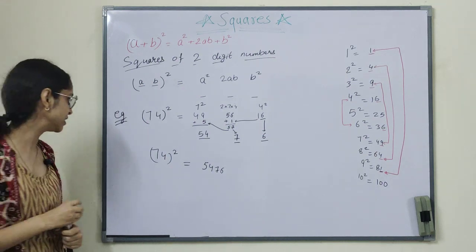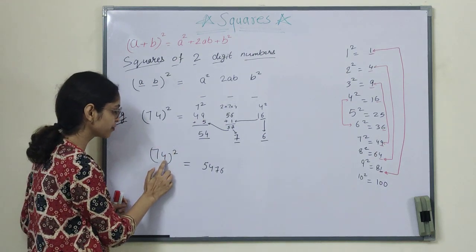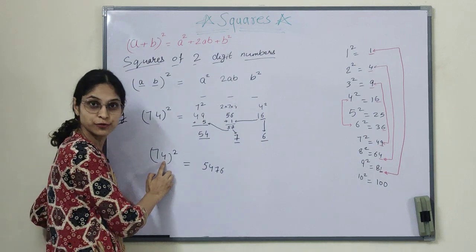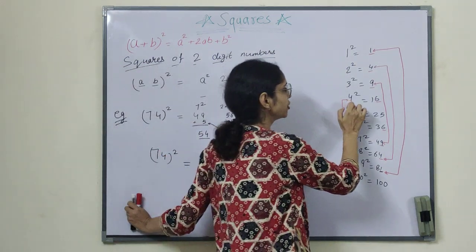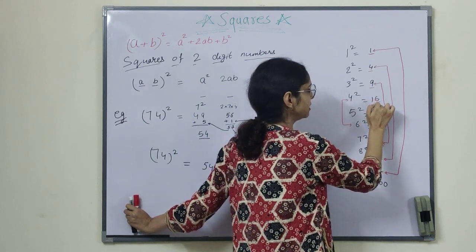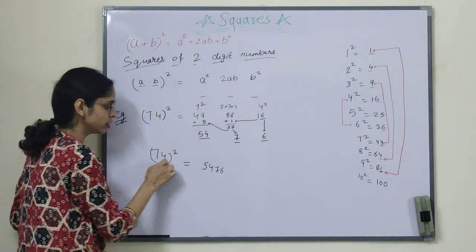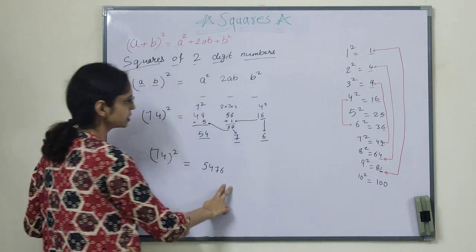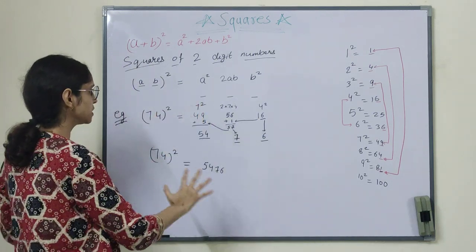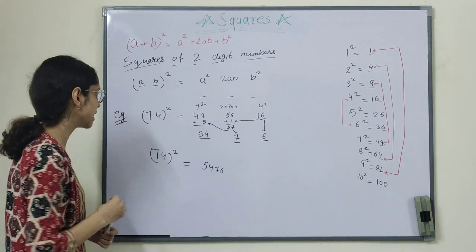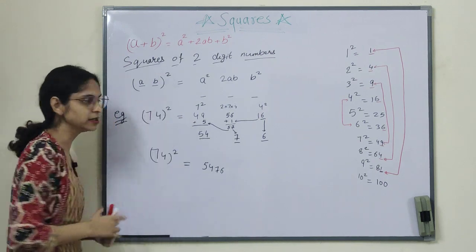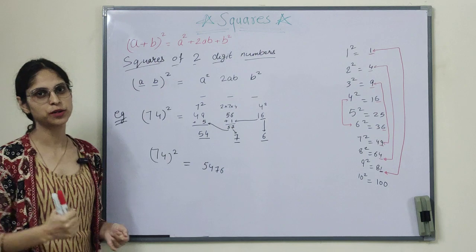You can check in your calculators and see here also the unit digit was 4, and in its square the unit digit is 6. So whenever your unit digit is 4, the square will end in 6. Unit digit was 4, the square is ending in 6. It is 5476. So this is the easier method. We'll take one more example so that you get a better understanding of it. Alright. So you can write this down and then we'll take one more example.